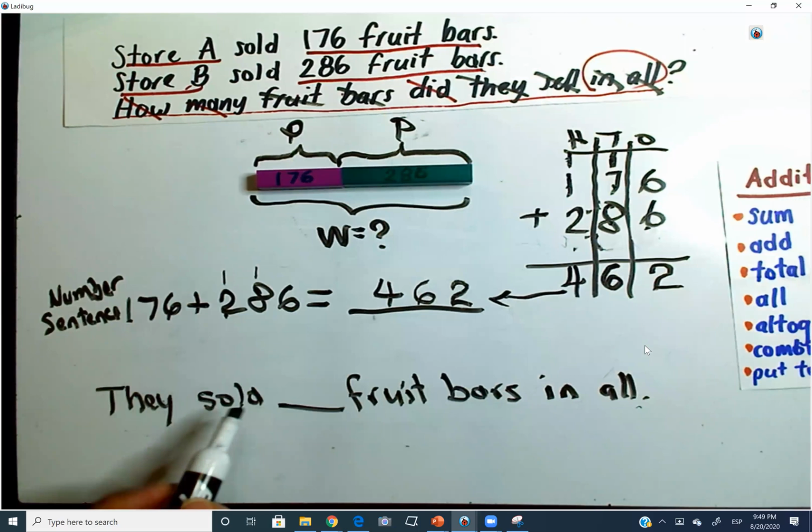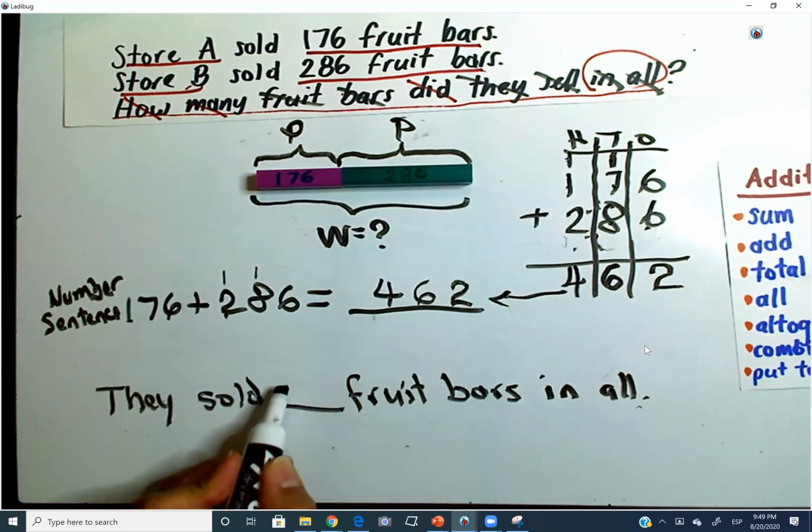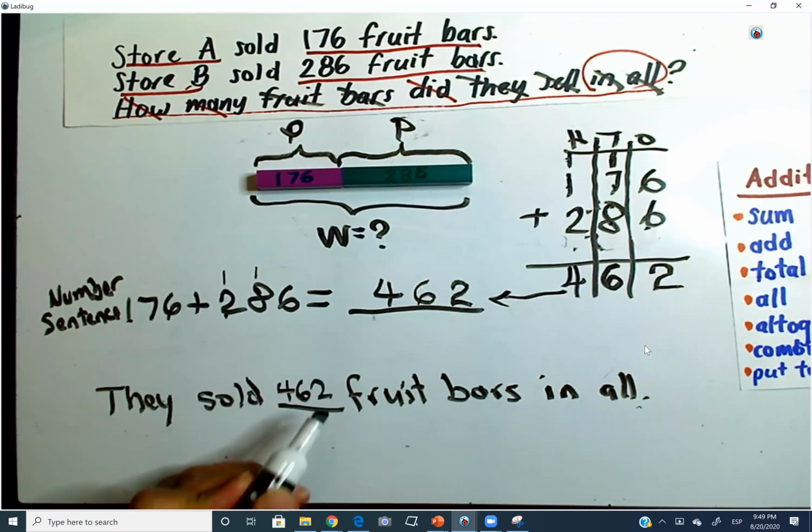So now I have to complete my sentence. They sold 462 fruit bars in all.